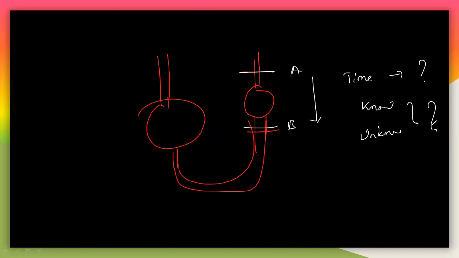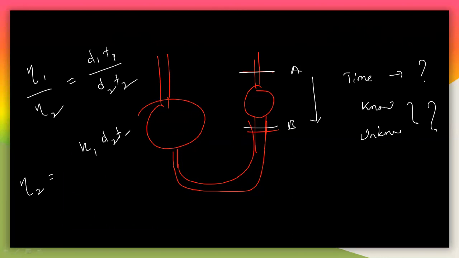How much time will it take? So that can be calculated, and you can write the equation like this: eta 1 by eta 2 is equal to d1 t1 by d2 t2, so that you can finally find the unknown solution's eta 2, which is equal to eta 1 d2 t2 by d1 t1. So in this way we can measure the viscosity coefficient. After finding this value, you can say the viscosity is more for the unknown, given solution here.